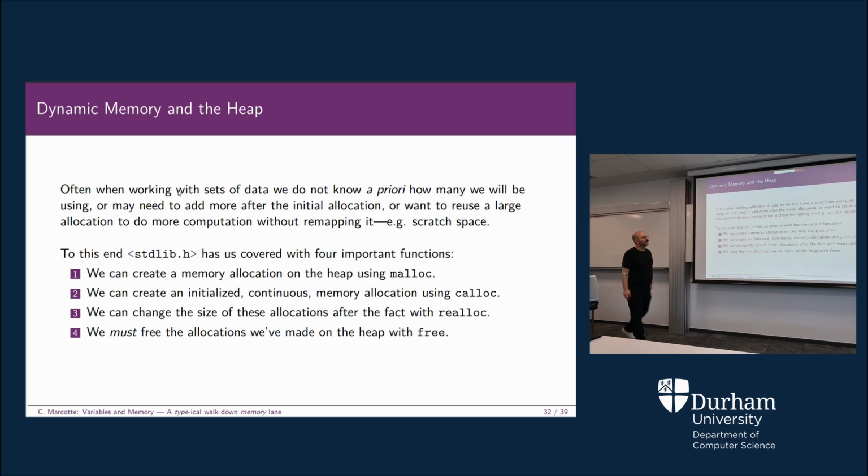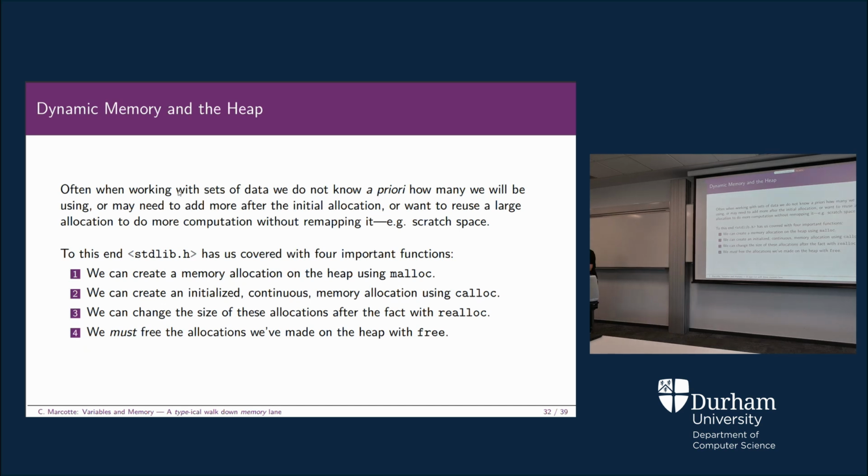To this end, the standard library has us covered with four important functions. We can create a memory allocation on the heap using malloc. I think real C programmers say "malloc"; lazy people like me say "malloc." We can create an initialized contiguous memory allocation using calloc. We can change the size of these allocations after the fact with realloc. But we must free the allocations we made on the heap with free.